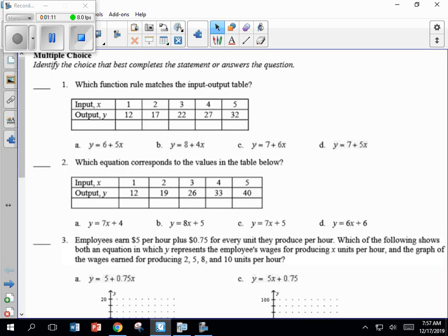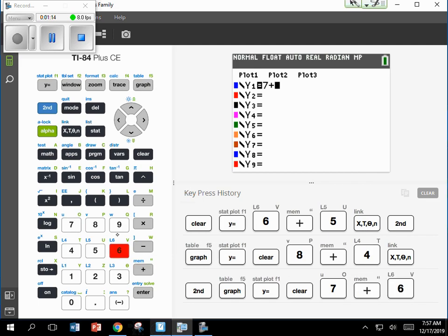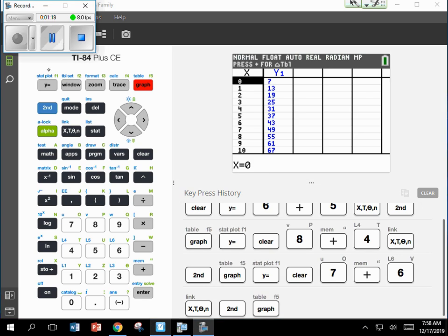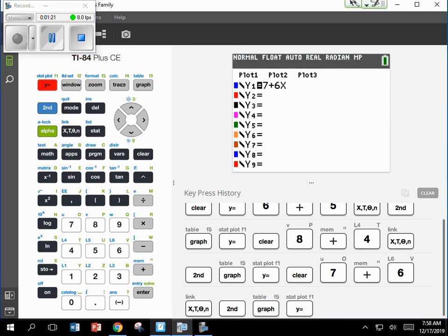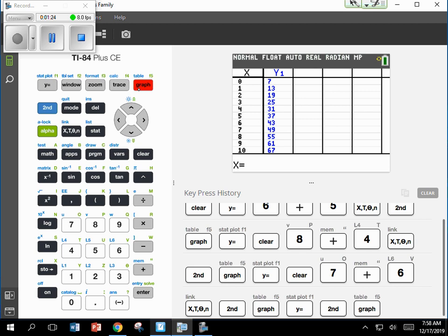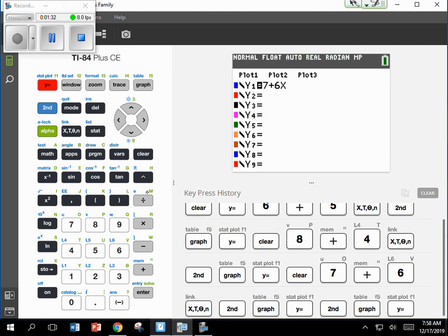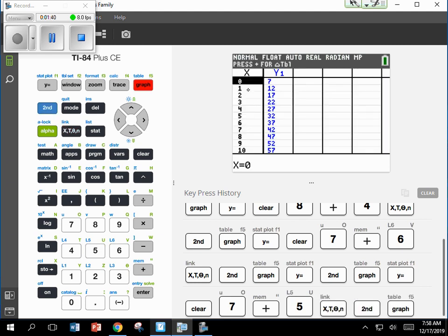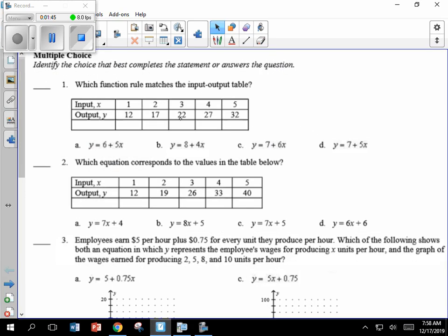7 plus 6x. Second table. So hit second table. Doesn't match. And then so we're going to go to the last one. Y equals, clear it out, 7 plus 5x. Second table, and you notice 1 and 12, 2 and 17, 3 and 22, they all match. So our final answer is going to be D.